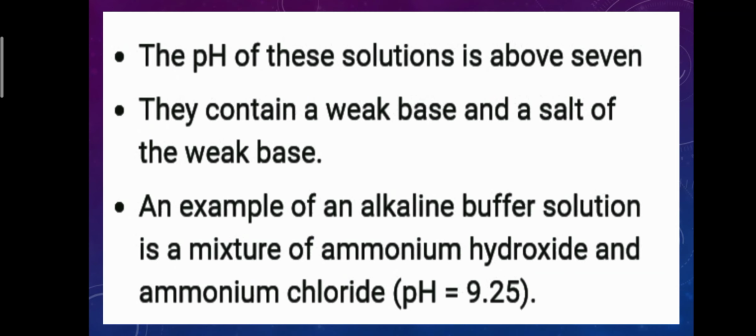They contain a weak base and a salt of the weak base. An example of an alkaline buffer solution is a mixture of ammonium hydroxide and ammonium chloride, and its pH value is equal to 9.25.